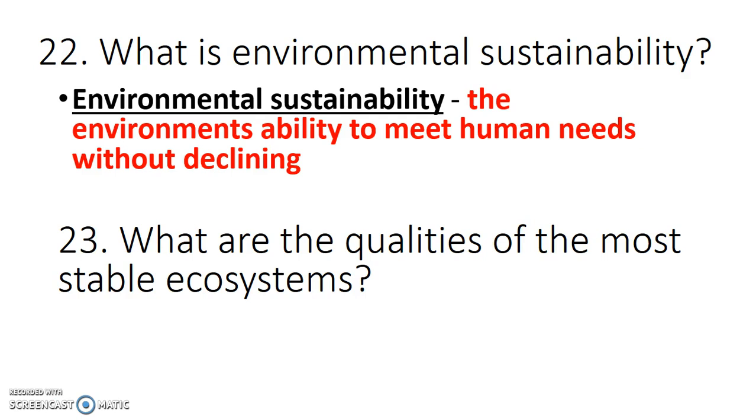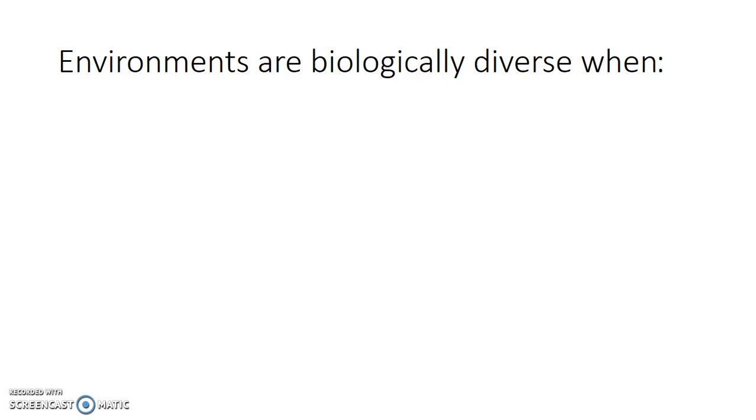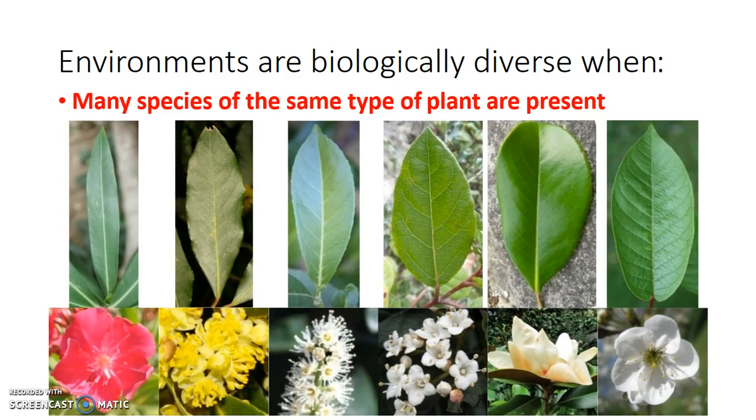So what makes something sustainable? Well, the answer is biological diversity. Biological diversity is the amount of living things within an ecosystem, and that can mean a lot of things. An ecosystem is biologically diverse when all three or any number of these things are true. When there are many different types of the same type of plant, many different types of angiosperms, many different types of bushes, many different types of fox, I don't know. That makes an ecosystem biologically diverse, one of the things.